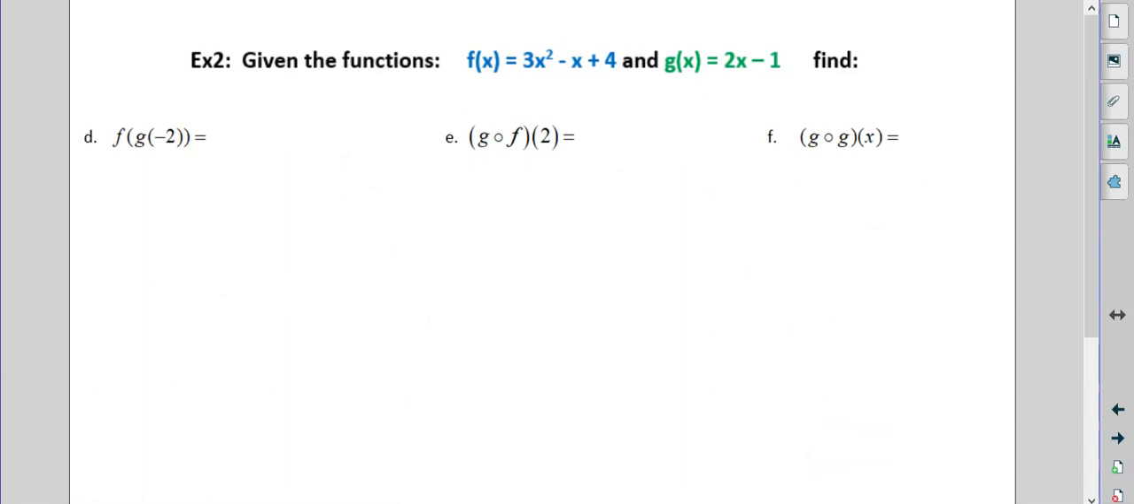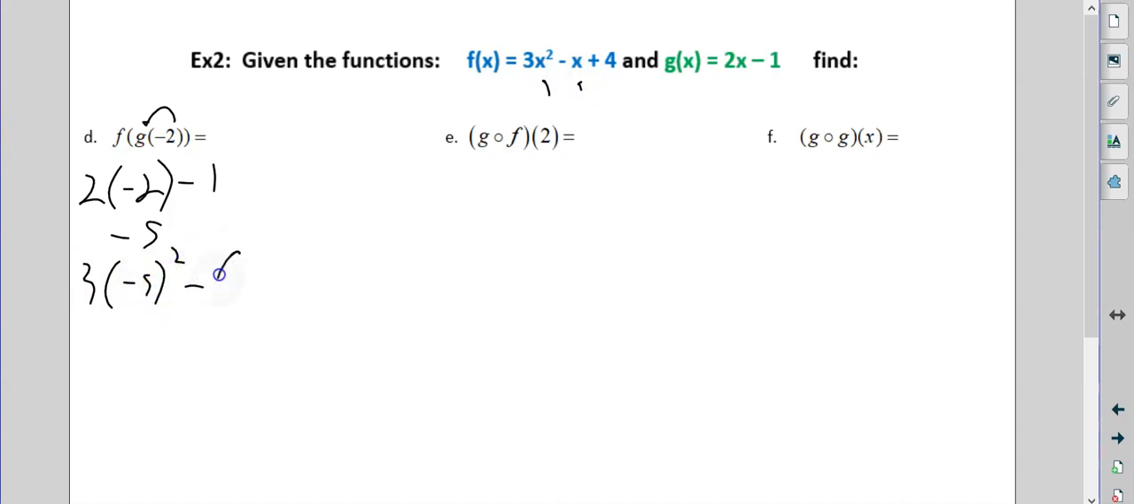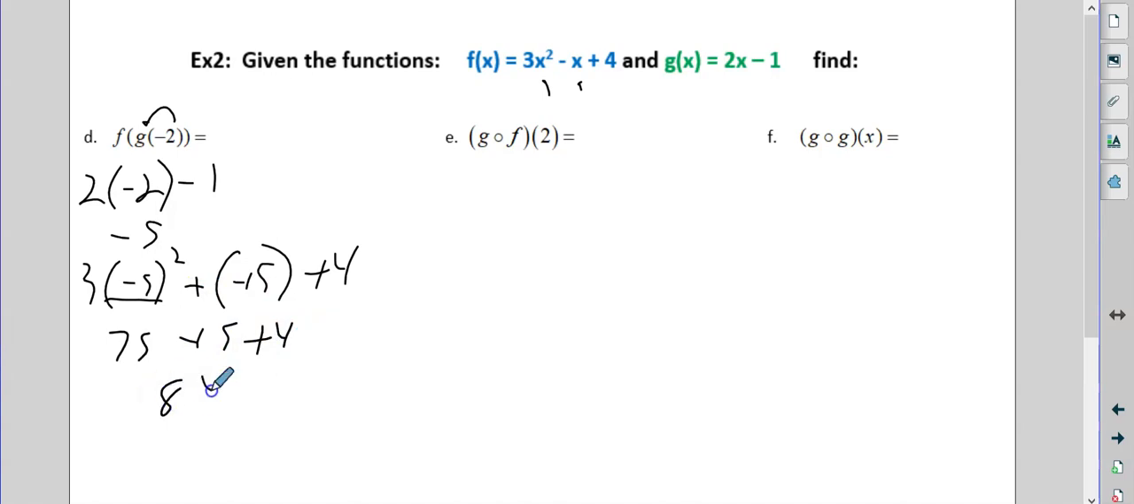Okay. We're going to plug -2 into G. So 2, take out the x, minus 1. That's -4 minus 1, which is -5. That's going to get plugged in here and here. So 3, -5 squared, minus, now careful with this one, minus -5 plus 4. So this squared again is 25 times 3 is 75. This becomes plus 5 plus 4, and that leads us to 84.